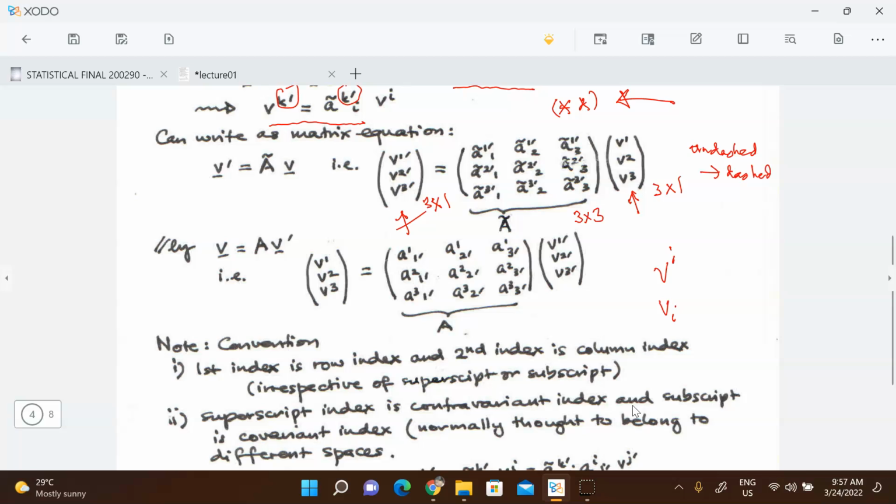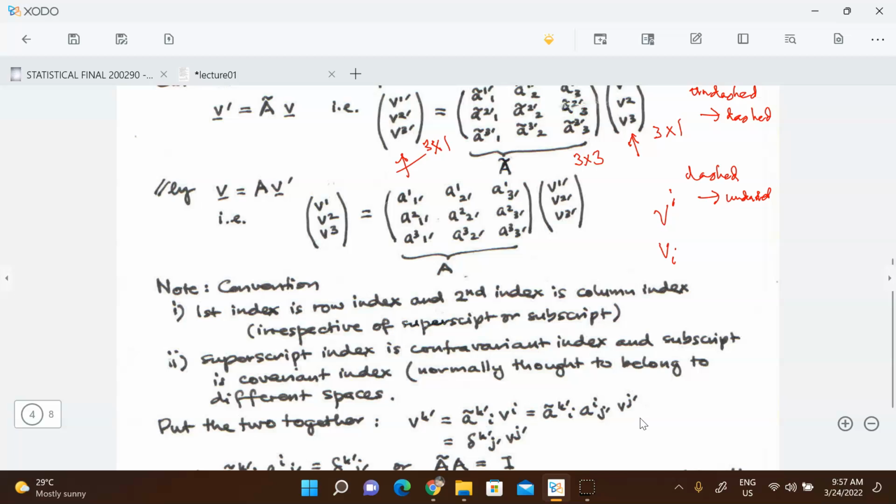And this one is going from the dash to undash. Now, if you combine them both, let me see what I did here. Okay, let's combine, let's do this first. I convert the dash to undash, and then follow with this one next. Convert from undash to dash. So what do I get? I get back dash to dash.